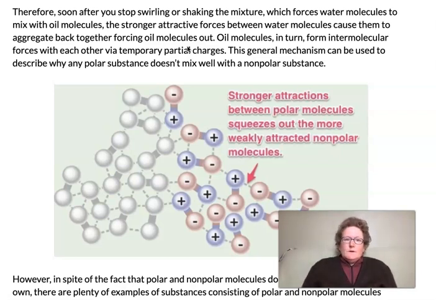Oil molecules, in turn, form intermolecular forces with each other via temporary partial charges, like you see here. These are the polar water molecules sticking together with very definite plus and minus charges, plus sticking to minus, and oil really is pretty neutral, so it forms temporary bonds, but they aren't very strong.